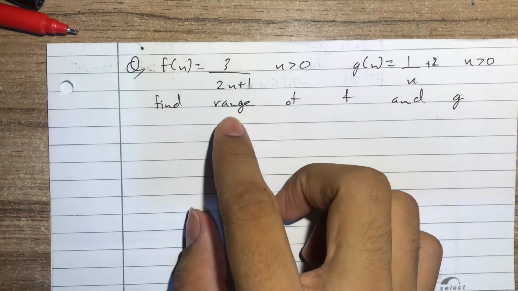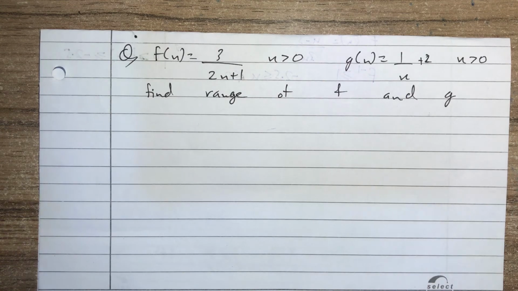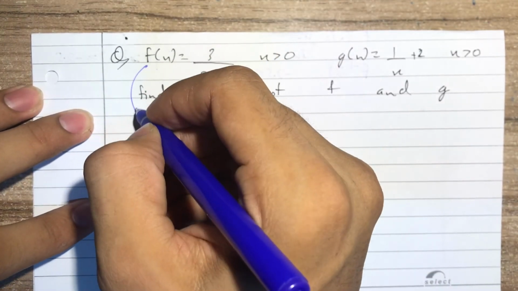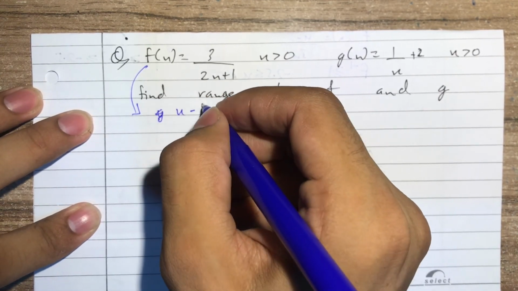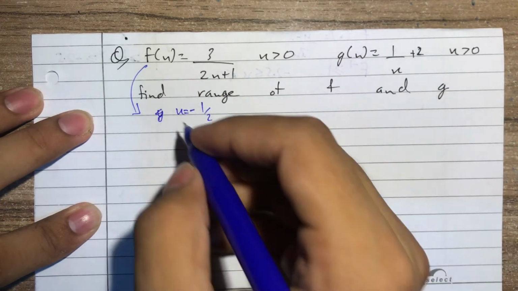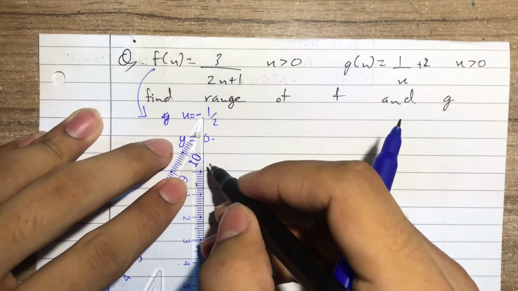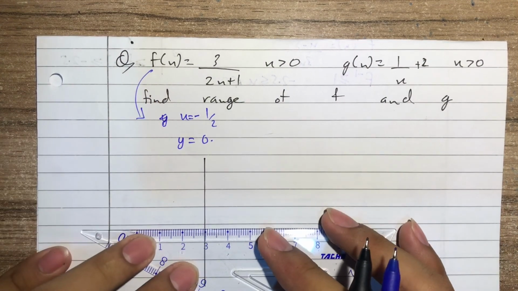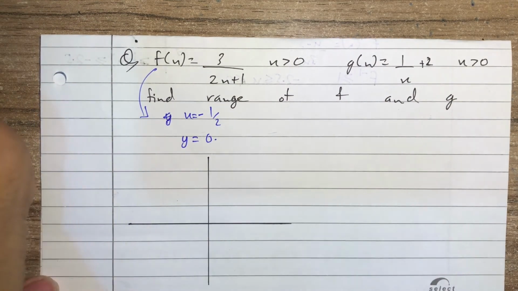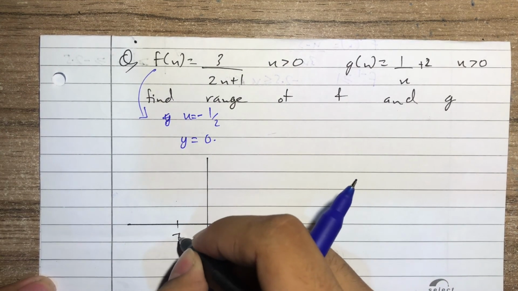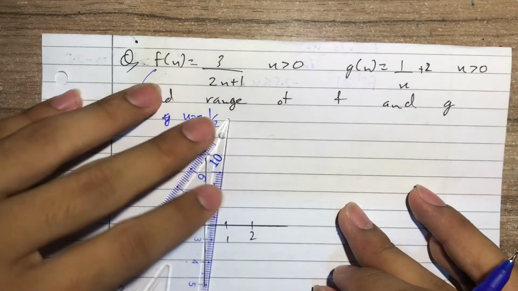In the next question, we are given f(x) and g(x), and you have to find the range of f and g. I'll quickly plot both of them. First, for f, the vertical asymptote will be 2x plus 1 equals 0, so x equals negative half, and the horizontal asymptote will be y equals 0, right? Sketching this graph should take just a few seconds, so it will be helpful if you do sketch it. This is negative 1, this is negative 2. This is the vertical asymptote.